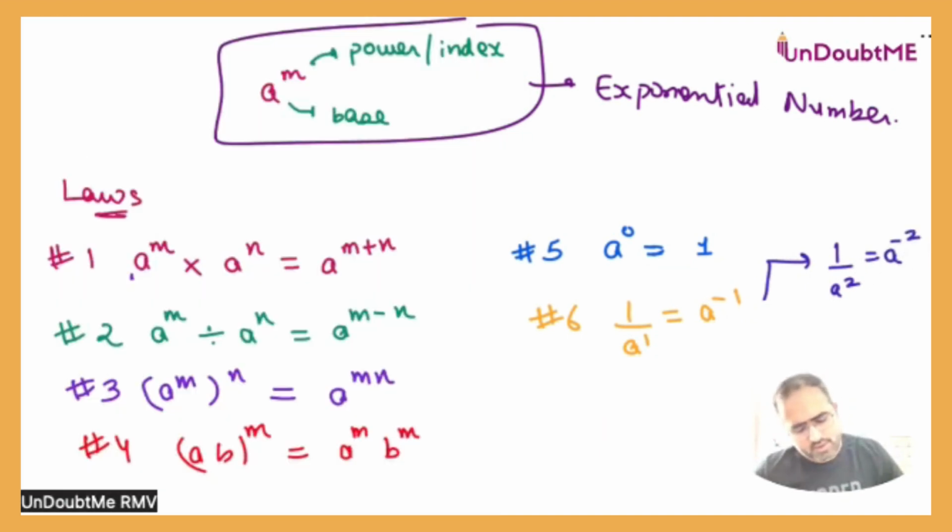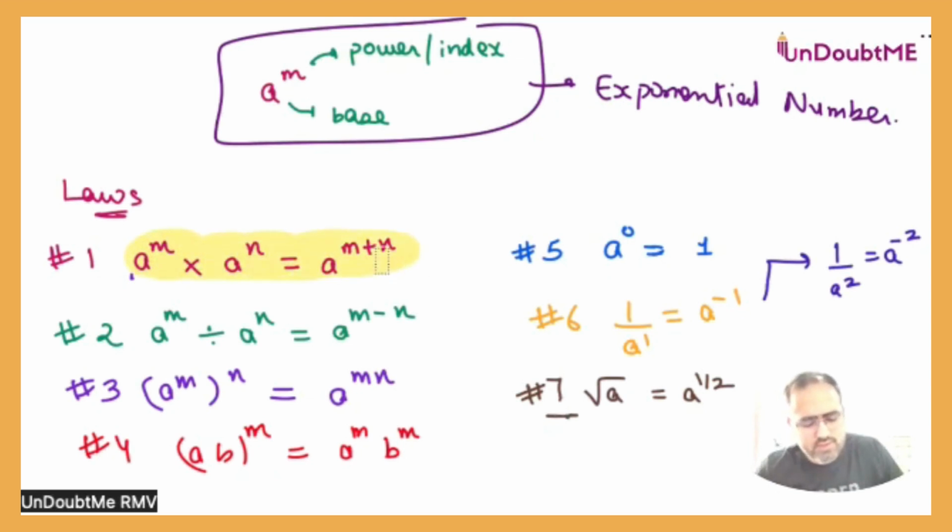And if I have square root of a, then it can be written as a to the power 1 by 2. This is also just a result, not any law. So all these things will be helpful in solving questions based on indices.